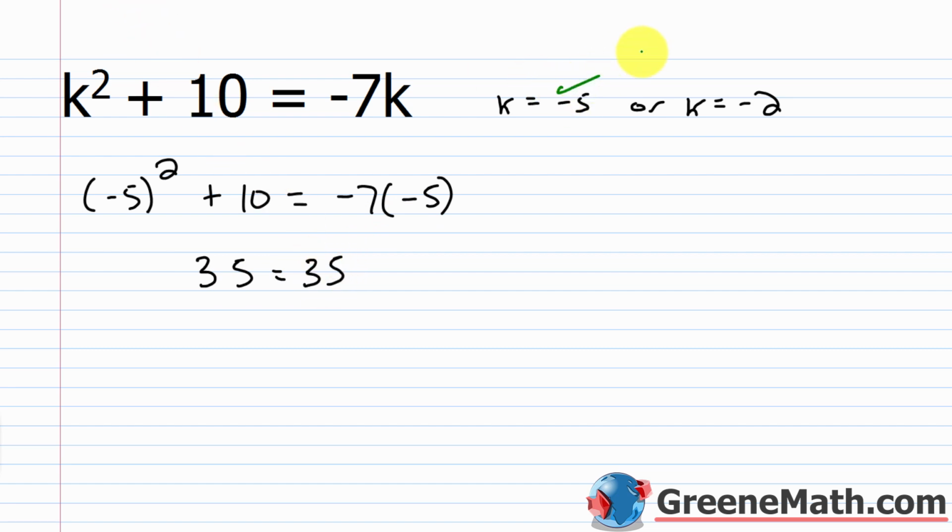The second one, k equals negative 2. Let's plug in a negative 2 in each position. So this will be here and here. Negative 2 squared is 4. 4 plus 10 is 14. Negative 7 times negative 2 is also 14, so this one checks out as well.